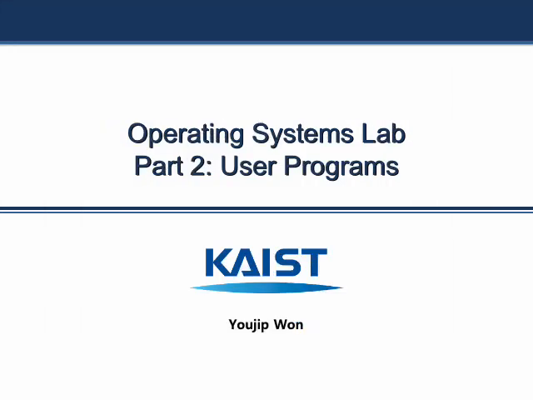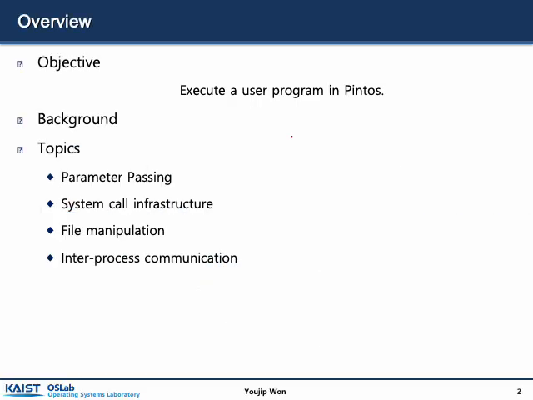Welcome to the second lab session of Lab 2, User Programs. As you already know, the objective of Lab 2 is executing a user program in Pintos. In the last session, we learned two topics, parameter passing and system call infrastructure. In this session, we will deal with file manipulation and inter-process communication.